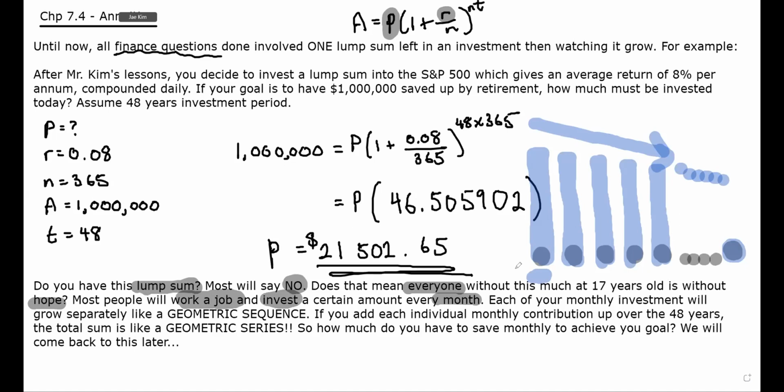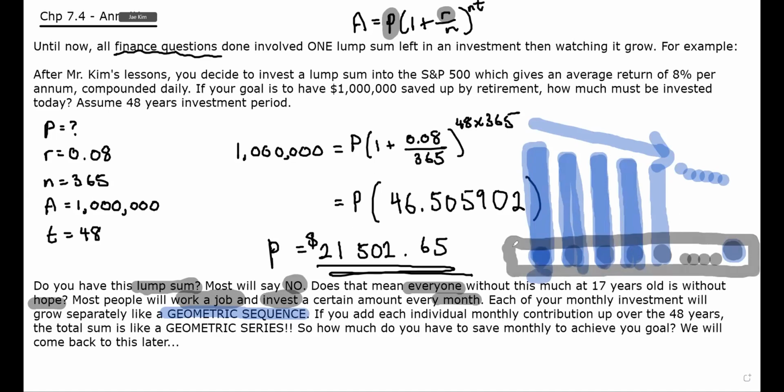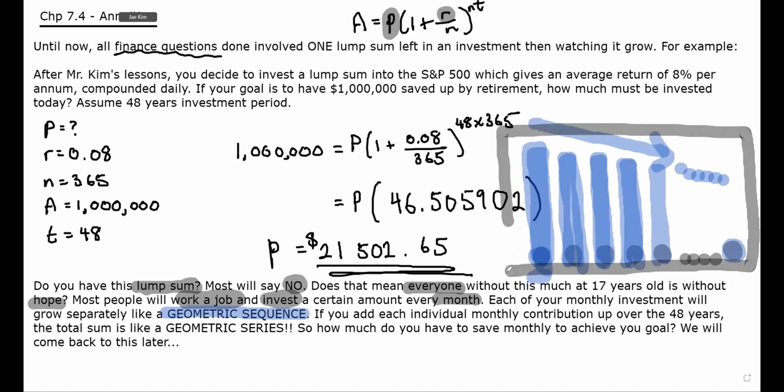But does that look familiar to you? If you put in a lump sum and it grows in interest, that would be what we call a geometric sequence. Each of these is a single term in a geometric sequence because they're multiplying. And then if I asked you, what is all of this in total? That's the first payment plus the second payment plus the third payment plus the fourth payment, all the way to the last one. That's a geometric series.